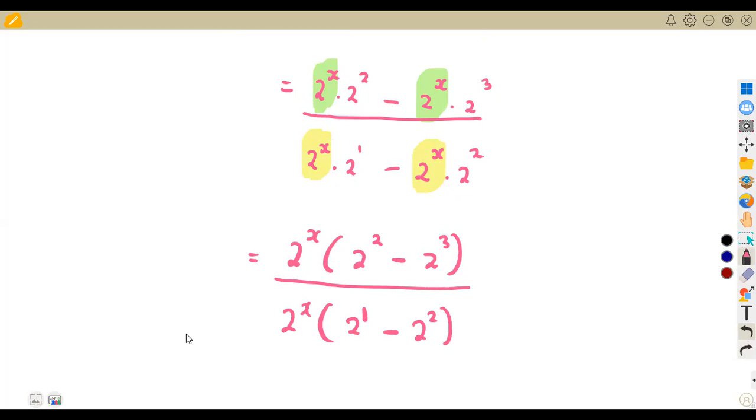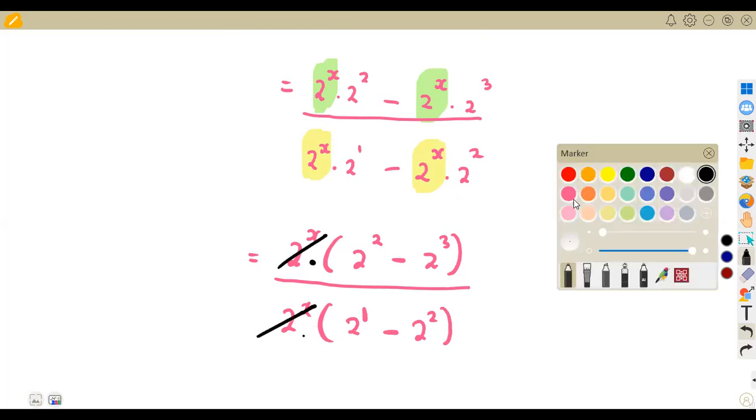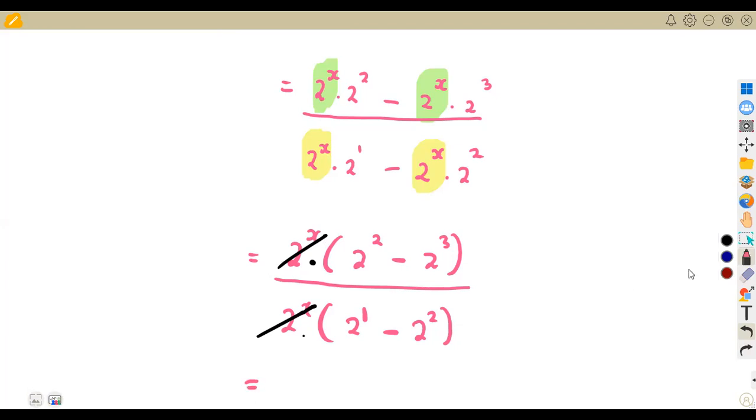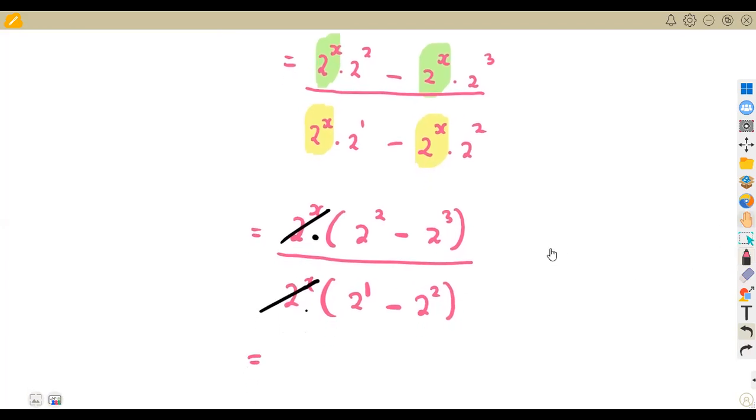So these are the questions that you're going to have. From this part, it simply means we can cancel, because this is a product that we see. So you can cancel the 2 to the exponent of x, and the 2 to the exponent of x are the same. So it's up to you. You can simplify the numerator on its own and get the answer here, or you can just simplify everything at once, all right?